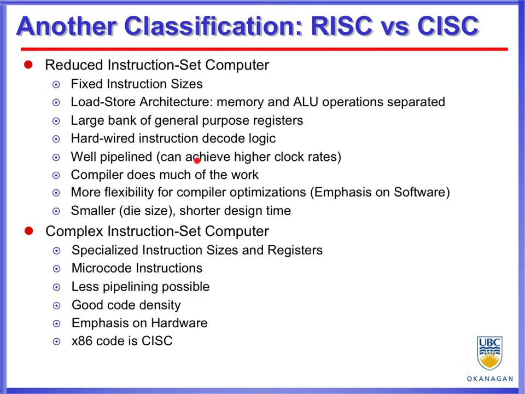Now, there's a bunch of other differences here that I'm not going to really spend much time talking about. These are simpler instructions. Every instruction does less, therefore you typically need more instructions. These are more complex instructions. Every instruction can do more, so you typically need fewer instructions to accomplish a certain task. But that requires a lot more hardware in order to do these complex instructions.